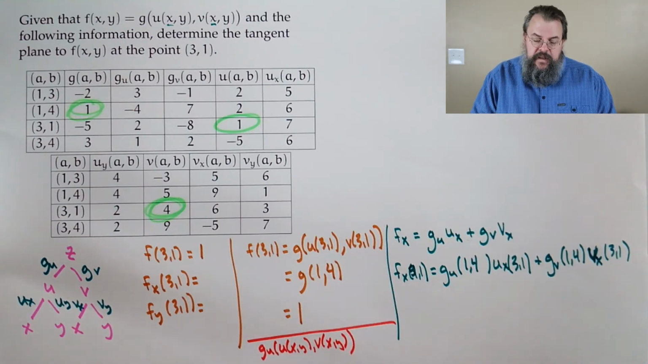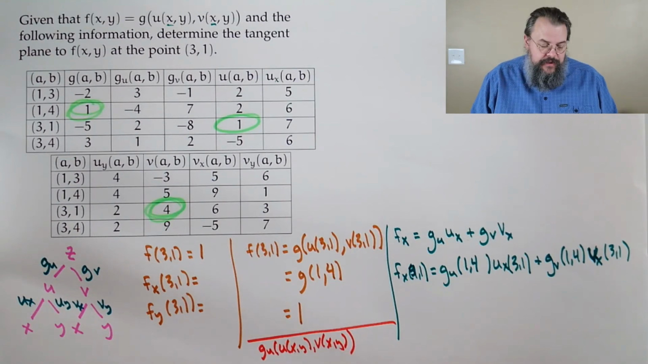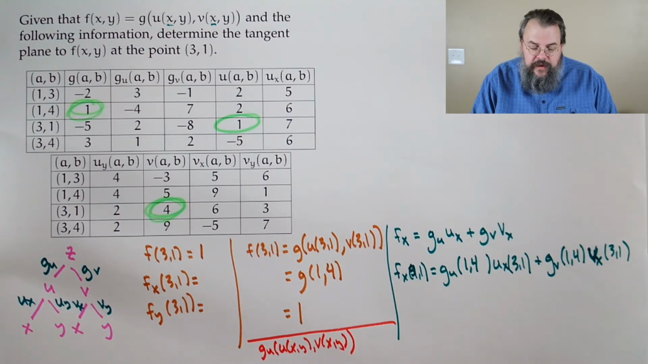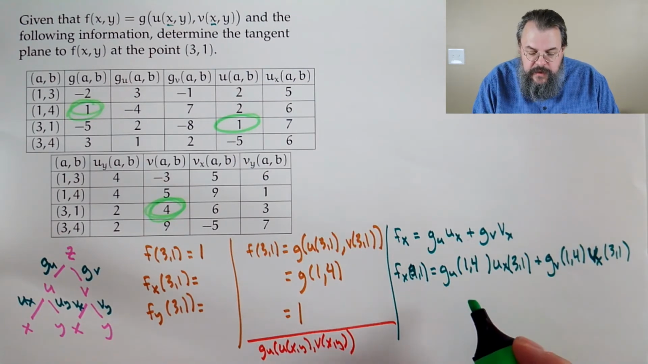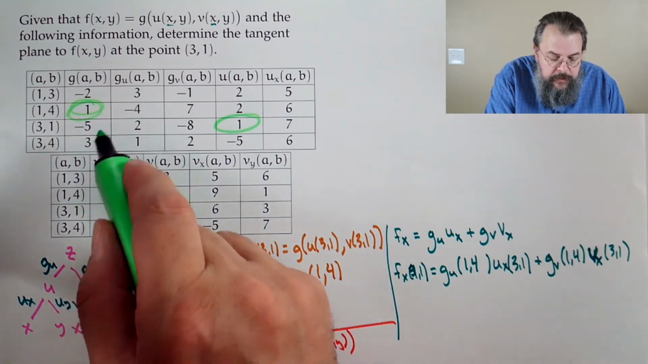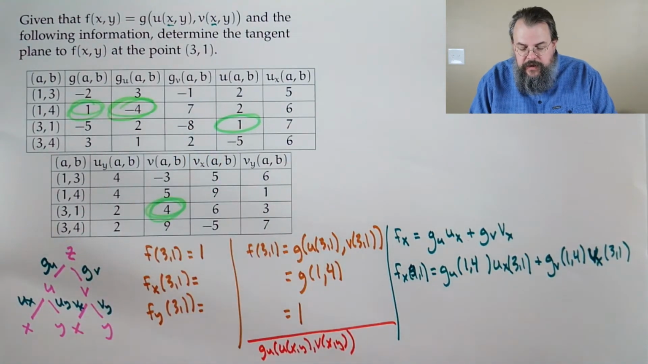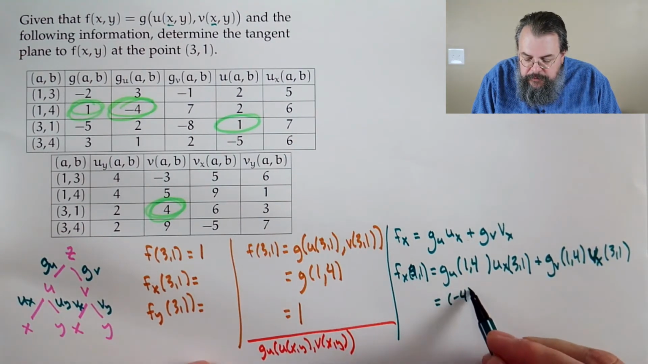All right. Now we go back to our table. And we start saying, okay, let's find what we need in our table. And hopefully it's all there. Well, yeah, it's all there. Otherwise, the problem couldn't be done. Well, so we need g sub u at 1, 4. Well, oh, right there. It's negative 4. Okay, so that equals negative 4.